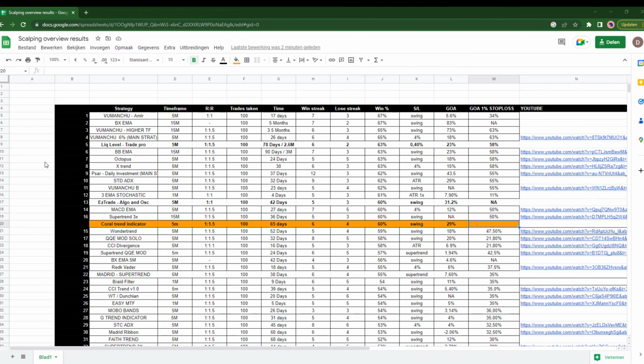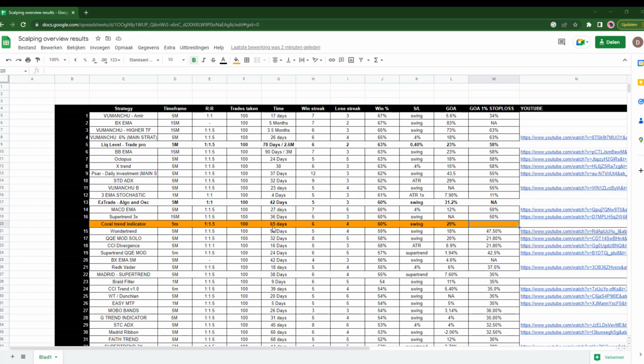What's up traders? So the results of the backtest are in and the strategy is surprisingly quite good. It's the coral trend indicator, the time frame that we used was 5 minutes, the risk to reward was 1 to 1.5, so the risk reward is 1.5. The trades that I took were 100 and the days it took were 65 days.